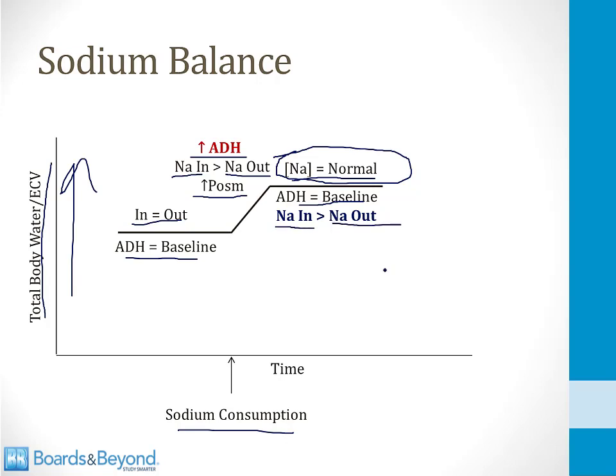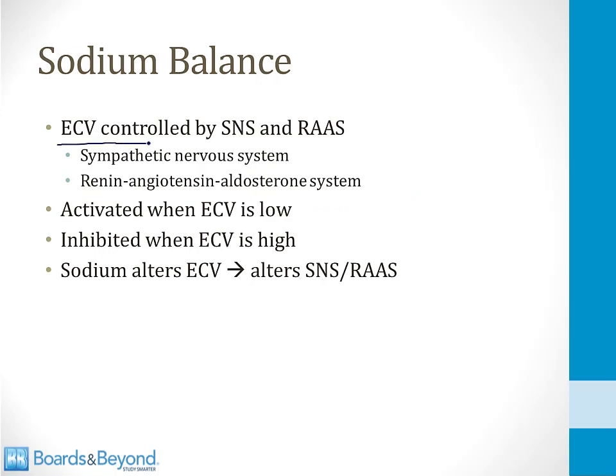So now what we need to do is talk about how the body fixes this problem, and that involves the renin-angiotensin system and the sympathetic nervous system. So your effective circulating volume is controlled by the sympathetic nervous system and the RAS system. These systems are activated when the ECV gets low, and they are inhibited when the ECV gets high. As you know, your ECV gets low in states of volume loss or hemorrhage, and that's what these systems are designed to protect us against. So anytime the ECV becomes low, these two systems are activated.